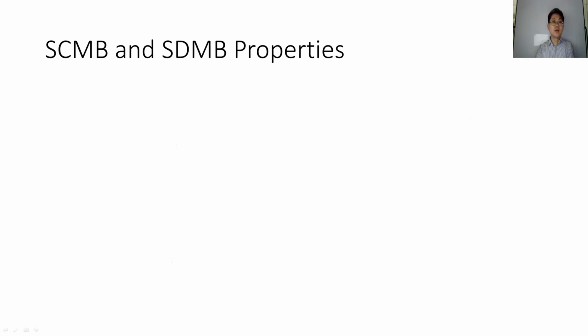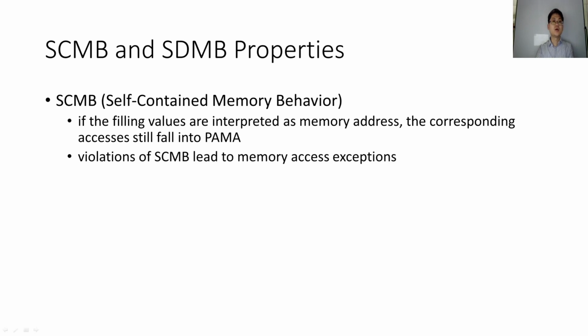In the process of PAMA preparation and variable initialization, the random filling values are carefully crafted to ensure they satisfy 2 critical properties as much as possible. The first property is self-contained memory behavior, or SCMB for short. That means if the filling values are interpreted as memory addresses, the corresponding accesses still fall into PAMA. Violations of SCMB lead to memory access exceptions.